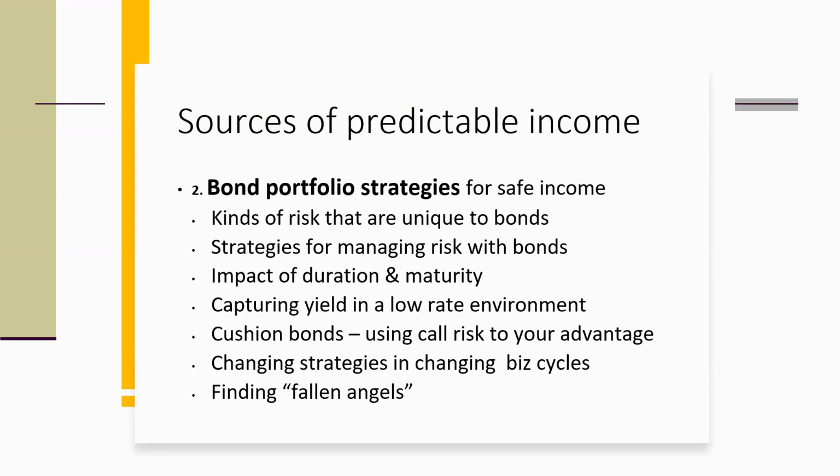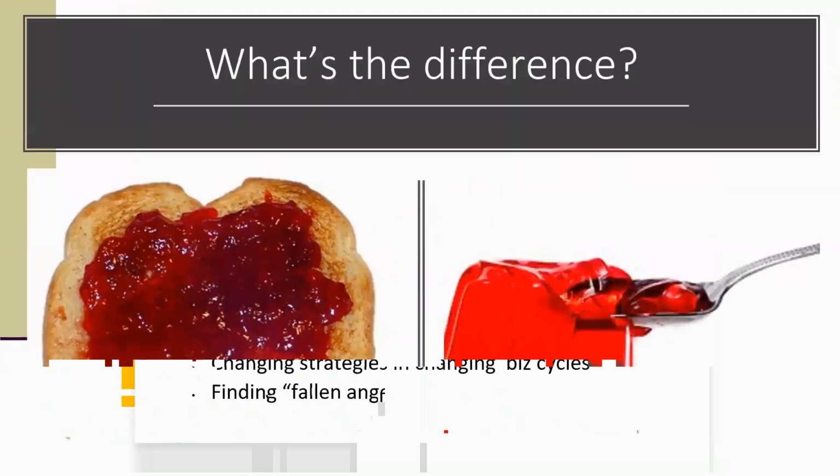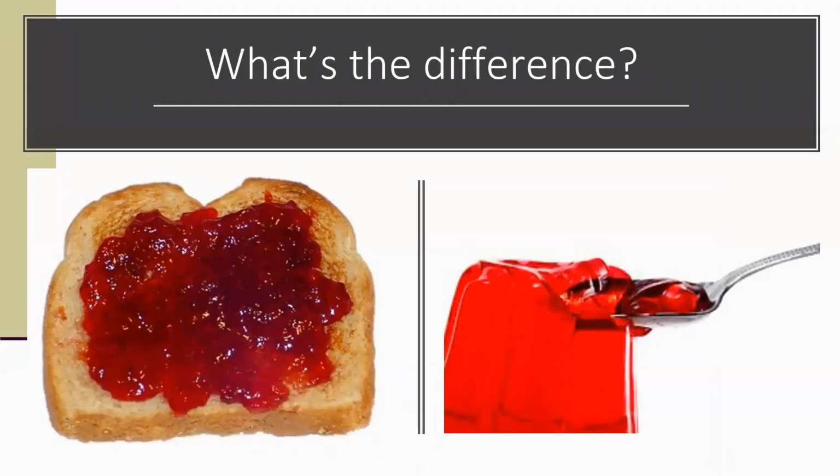However, there are certain things you need to be aware of when it comes to investing in bonds in terms of their risk. Because even though they pay a stated coupon rate over time, they're not without risk. How many of you know the difference between these two food products? What is this thing on the left versus the thing on the right? Well, the food on the left is obviously jelly, and the food on the right is Jell-O.